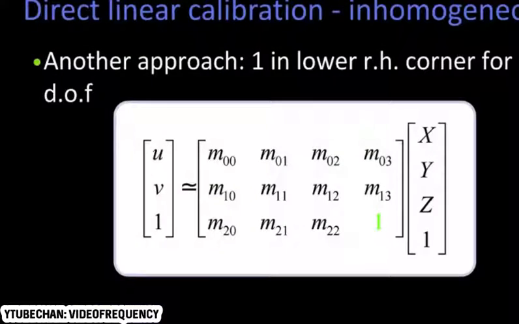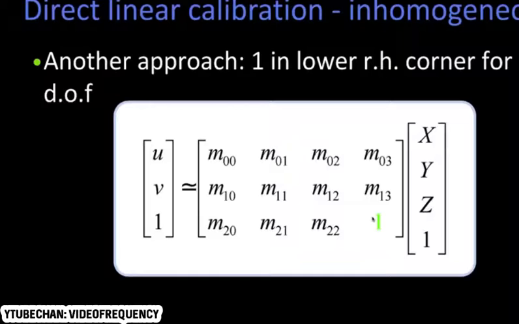Cool. How about another way? I'm going to show you another approach which in some sense is easier to understand, but it's actually not as good. That's why I showed you the other one first. So here I'm using the same equation again, with u v 1 being projectively similar to M times x y z 1. But remember, if M can be changed by a scale value without affecting anything, then I could divide all the values by whatever was in the bottom right-hand corner of M. What I would get out would be a 1 there. So I can just put a 1 in the bottom right-hand corner of that matrix.